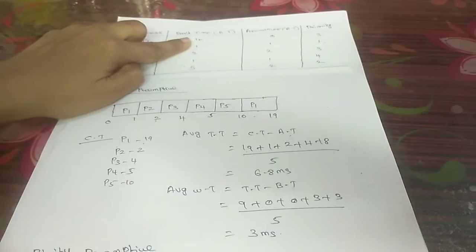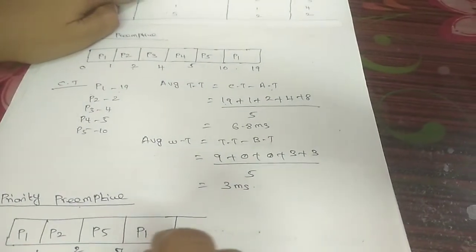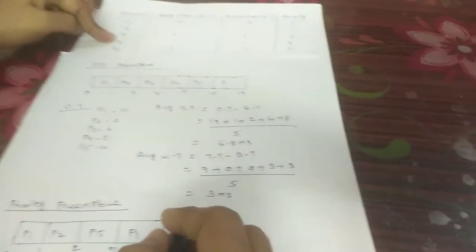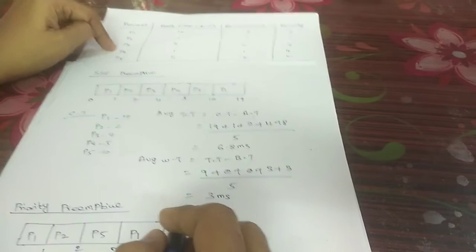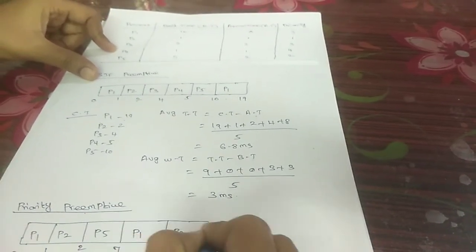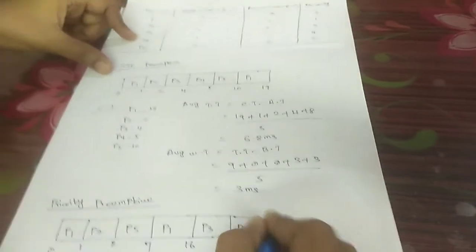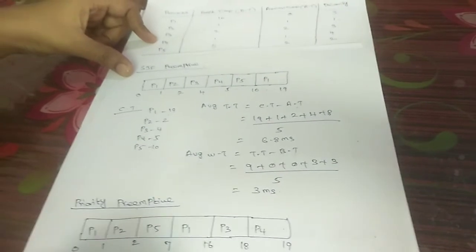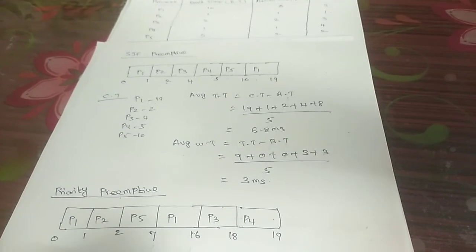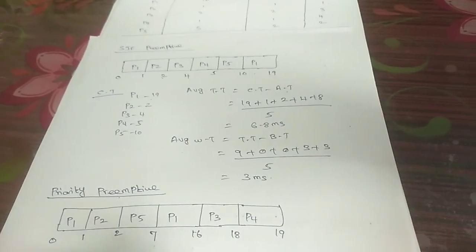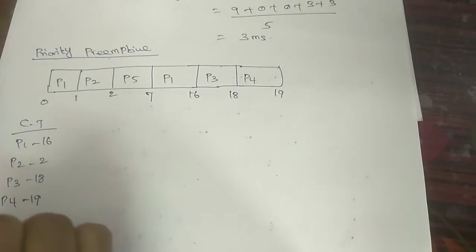It has been executed only 1 millisecond, remaining is 9. So 9 plus 7, 16. And then P3 will be having the remaining. P3 executes 2 milliseconds, 18. Next P4 only 1 millisecond, that is 19. So completion time for P1 is 16 and then for P2 is 2, P3 is 18, P4 is 19 and then P5 is 7.